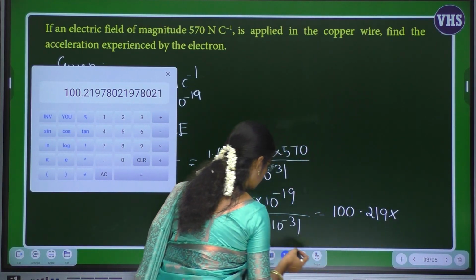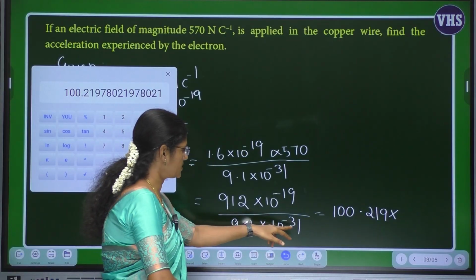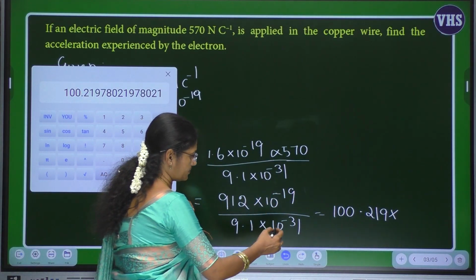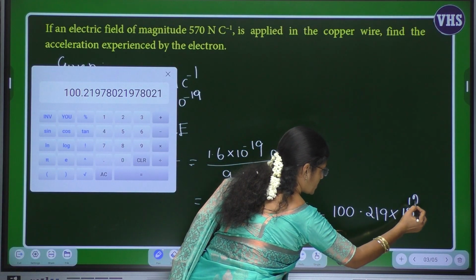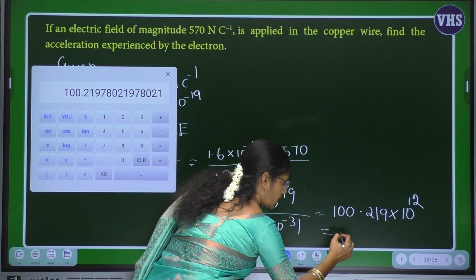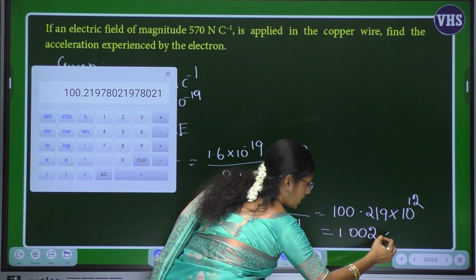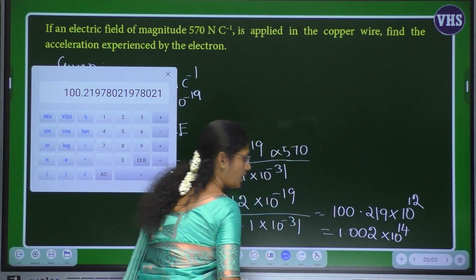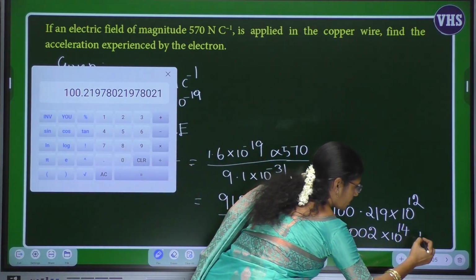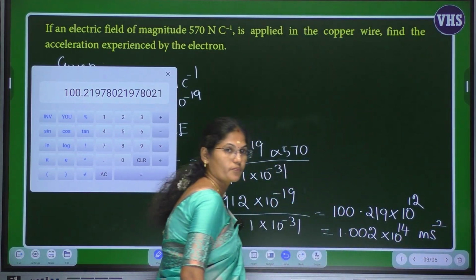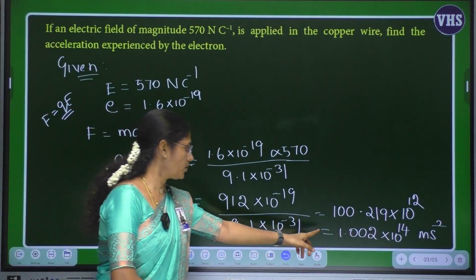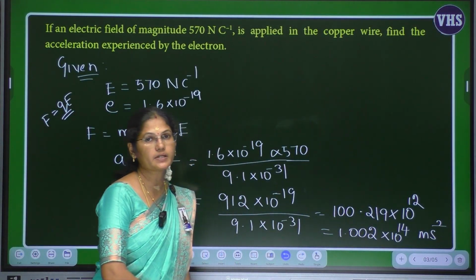100.219. Okay, so minus 31 மேல போச்சுன்னா plus 31. So அப்ப plus 31 minus 19 என்ன ஒரு ஆன்சர்? 10 to the power of plus 12. Okay, clear? So நம்ம இப்படி போட்டாலும் கரெக்ட் தான். So இதை வந்து 1.002 into 10 to the power of 14 அப்படின்னு எழுதினாலும் கரெக்ட் தான். ஸோ acceleration ஓட யூனிட் ms power minus 2. Okay, clear? So this is the acceleration value 1.002 into 10 to the power of 14 ms power minus 2.